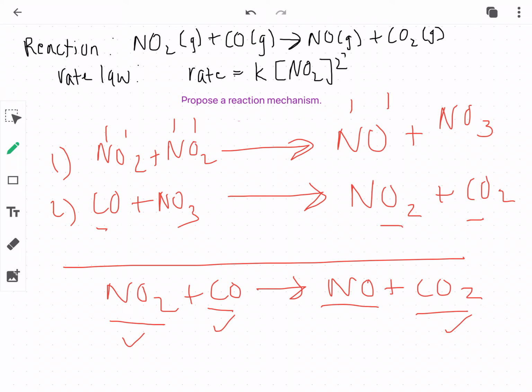And the NO3 would act as a reactive intermediate, which means that it's generated and then consumed. And so reactive intermediates are not shown in the overall equation. And that's the answer for proposing a reaction mechanism.